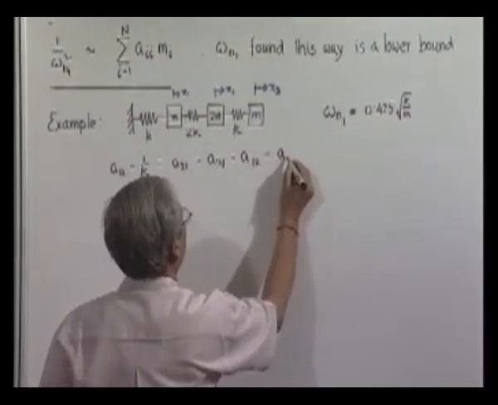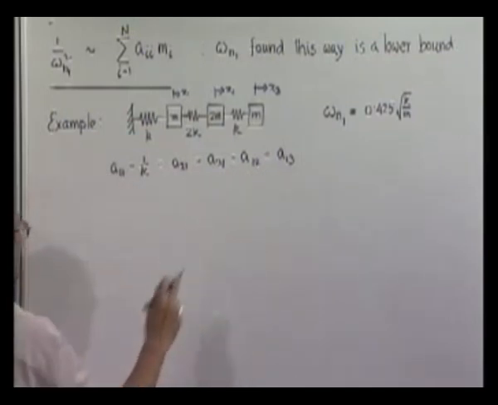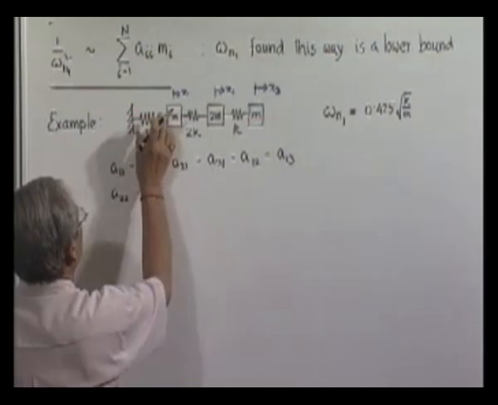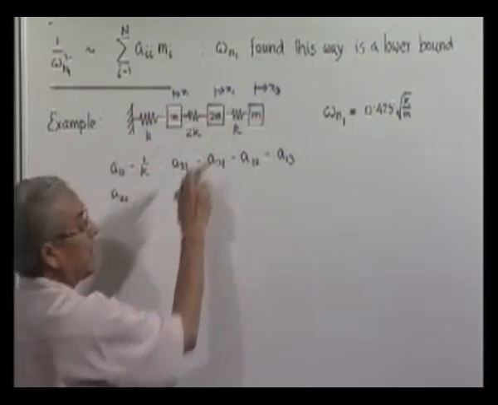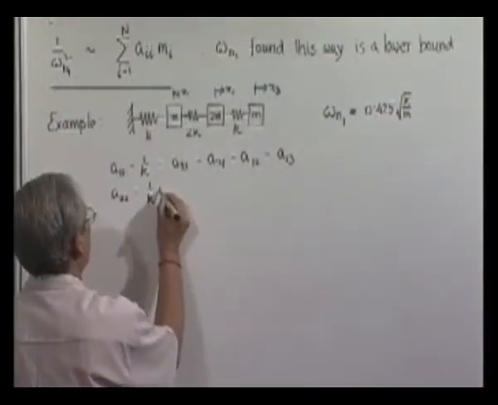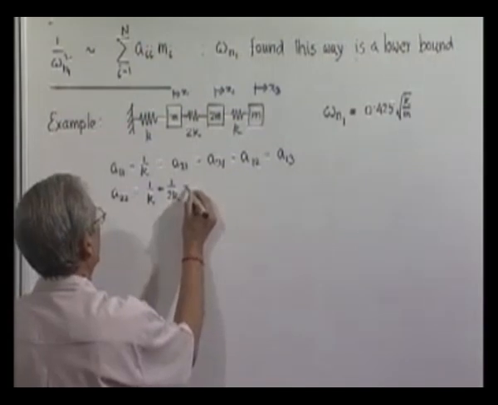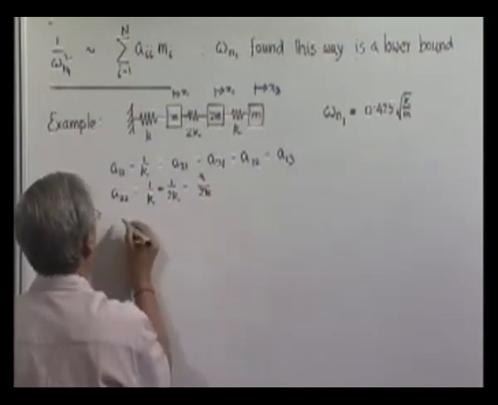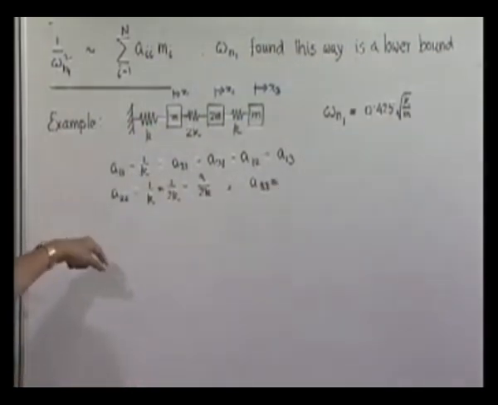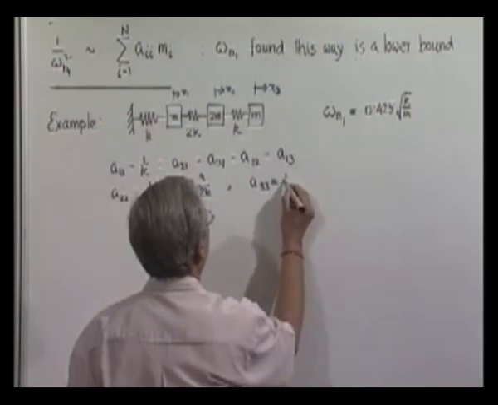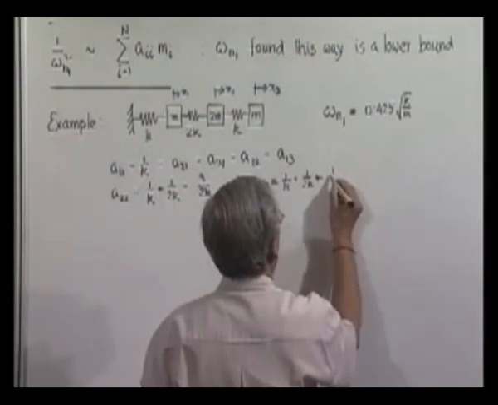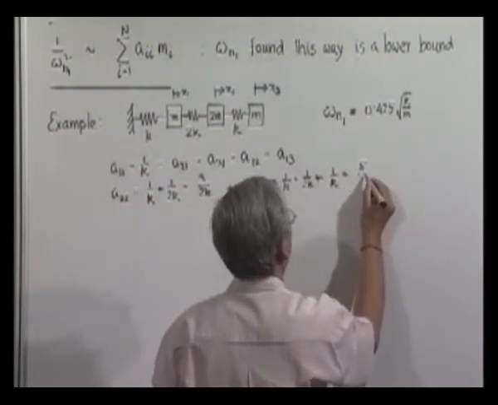And that is why the flexibility matrix is a symmetric matrix, as you can see. A22 is equal to the stretch of this spring plus the stretch of this spring. That will be the deflection here if a unit load is applied at station 2, and this is 1 by k plus 1 by 2k, and that is 3 by 2k. And A33, because we will not require others, we will require only A11, A22 and A33. This will be 1 by k plus 1 by 2k plus the stretch of this spring, 1 by k, which is equal to 5 by 2k.